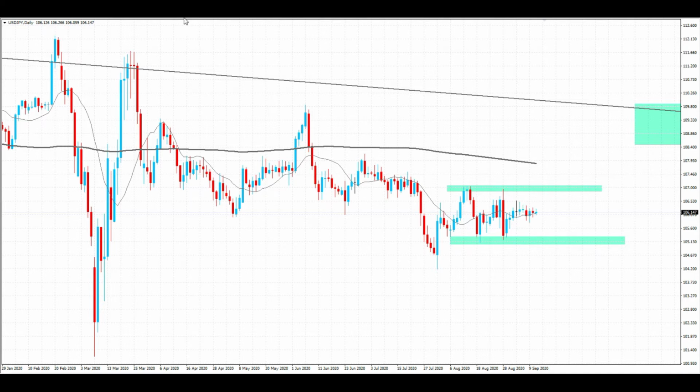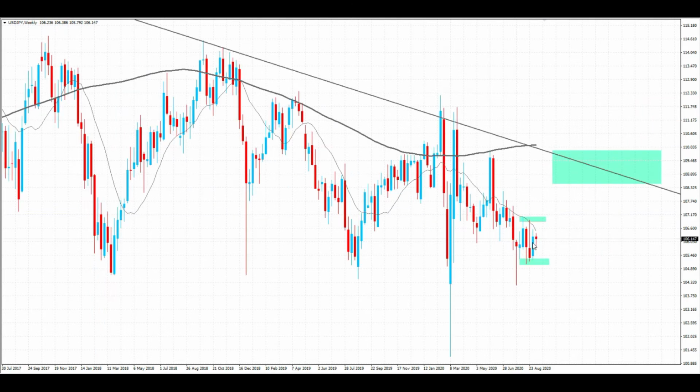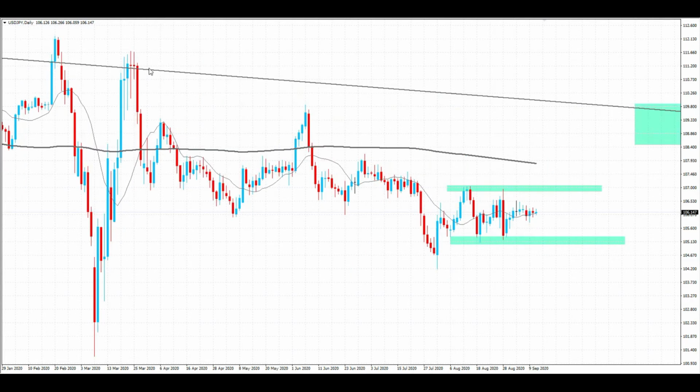Going to wait for a little bit more development with this pair, and on the weekly there again as well. Not too much going on, but again, we could be coming to get a test of that daily trend line, where we could be looking for shorts in the market if we do get that fourth test.